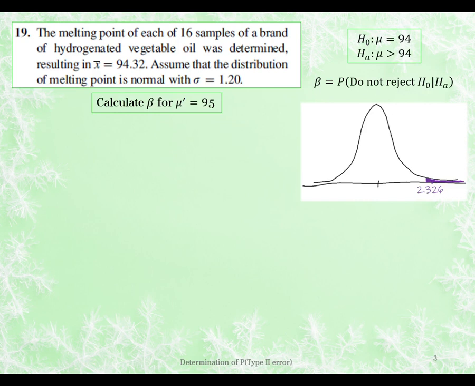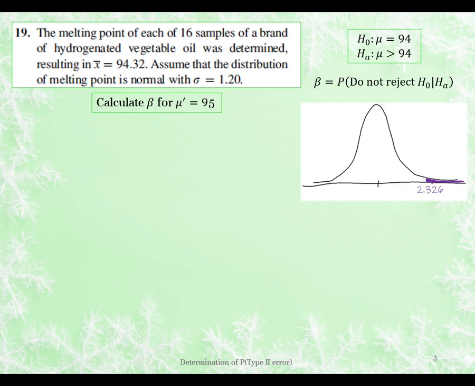So we have our null and alternative up there on the right hand side, and I've also put the definition of beta. It's always a good idea whenever you do questions to do with type 1 and type 2 errors to write down the probability statement and use that as your starting point. That way the problem becomes much easier to solve. So we're going to look at beta for mu prime equal to 95.